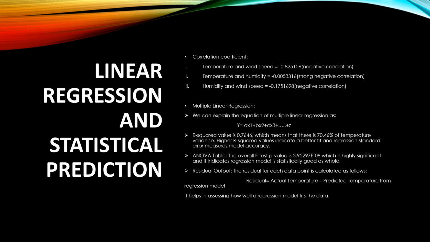And the next one is the ANOVA table, which is the most crucial statistics table, and here the overall F-test p-value is highly significant, and it indicates that the regression model is statistically good. And next we calculated the residual output, which means the difference between actual temperature and predicted temperature from the regression model. It helps in assessing how well a regression model fits the data.